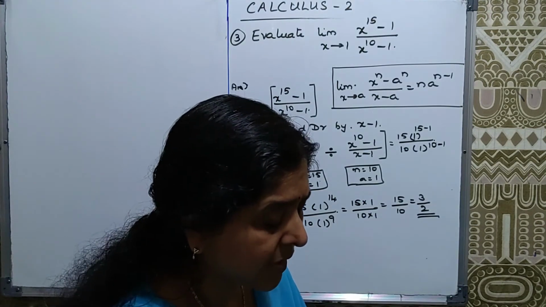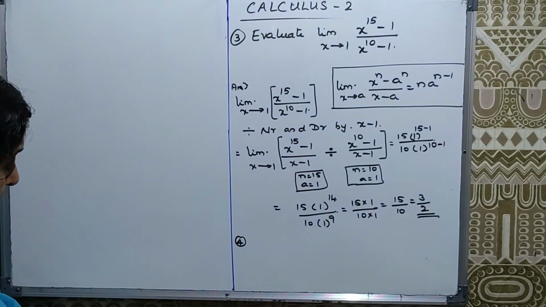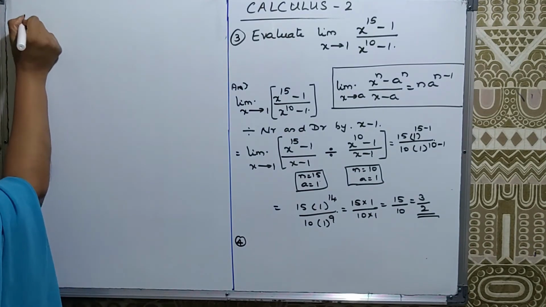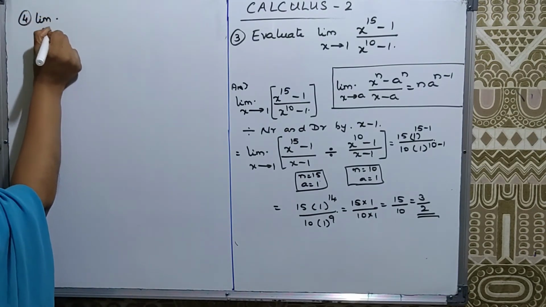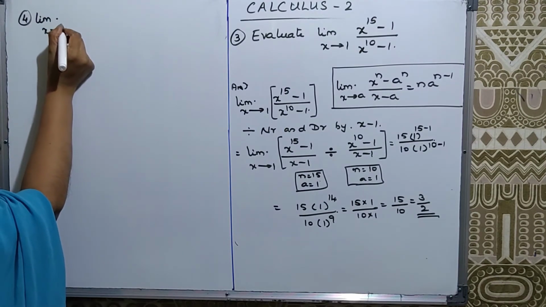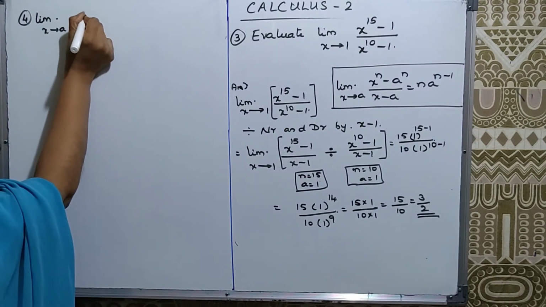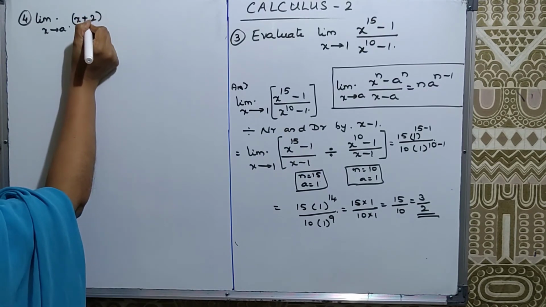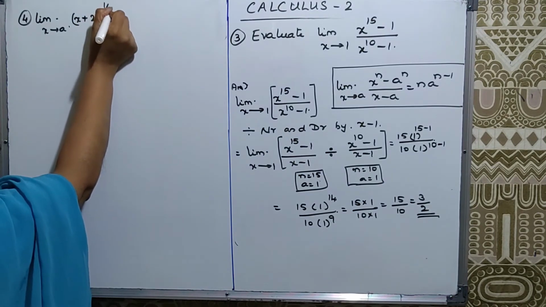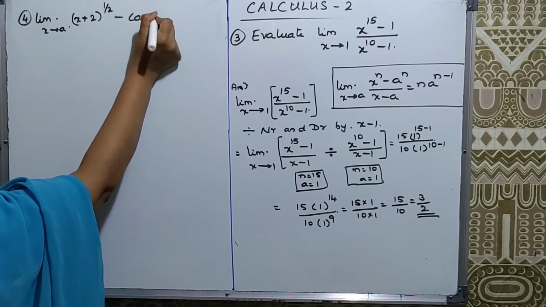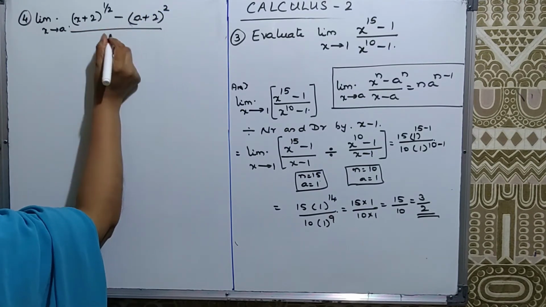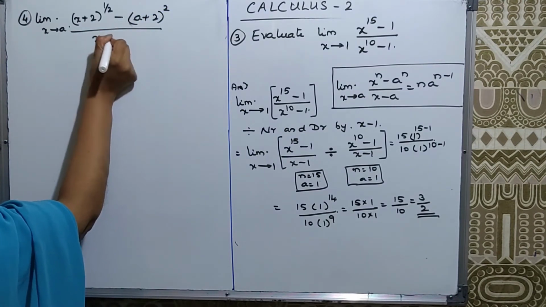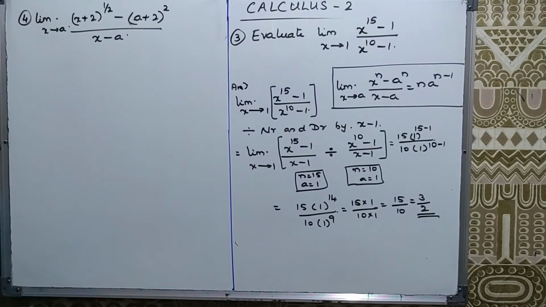Question number 4. In that one we'll write limit x tends to a, x plus 2 raised to 1 by 2 minus a plus 2 raised to 1 by 2 divided by x minus a.